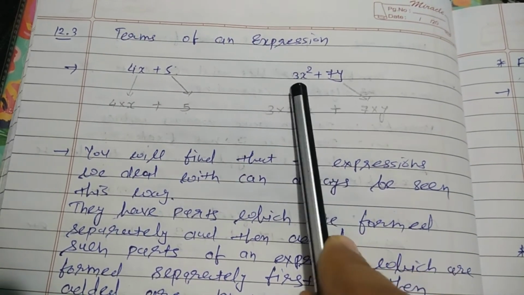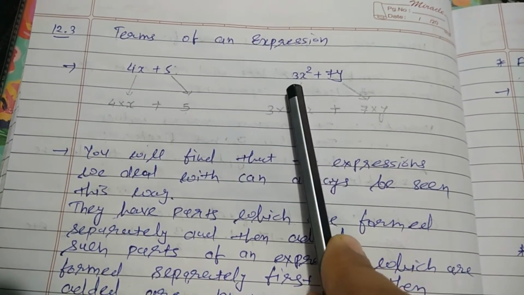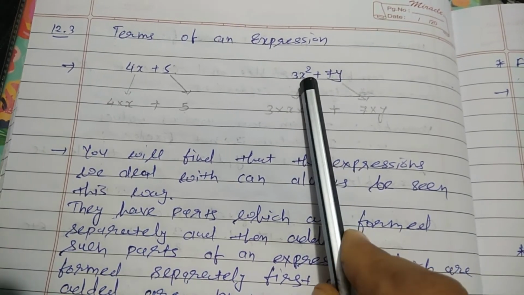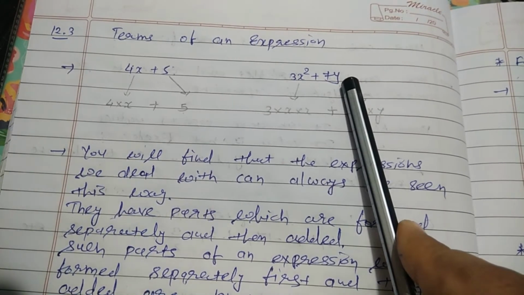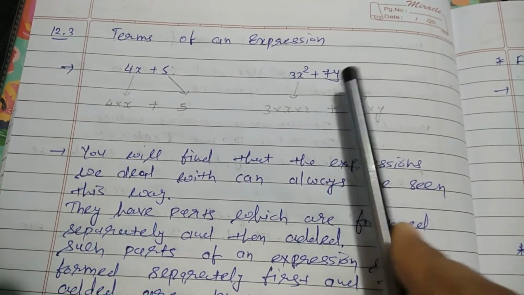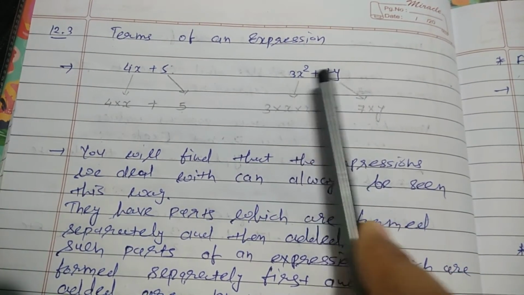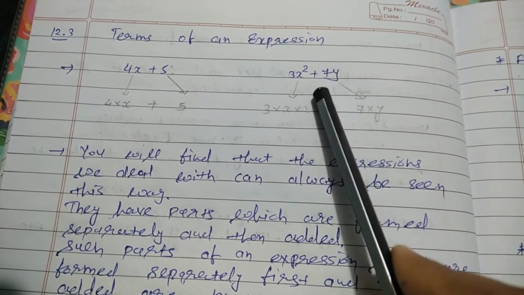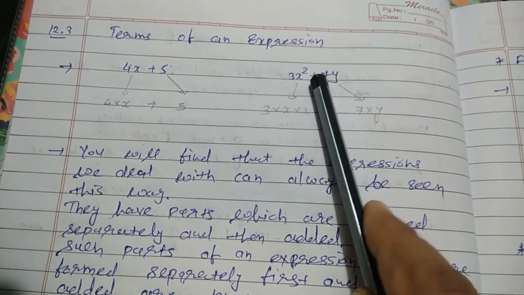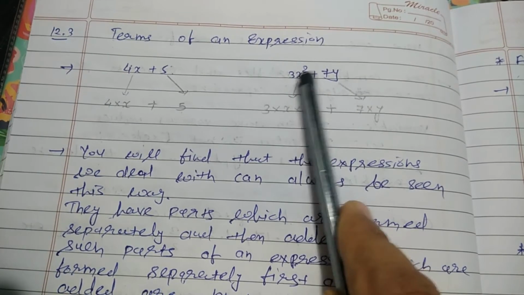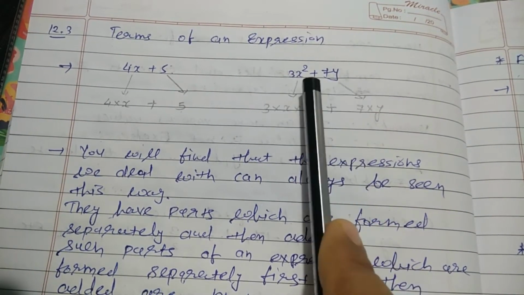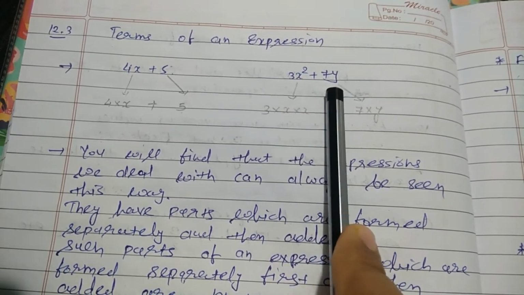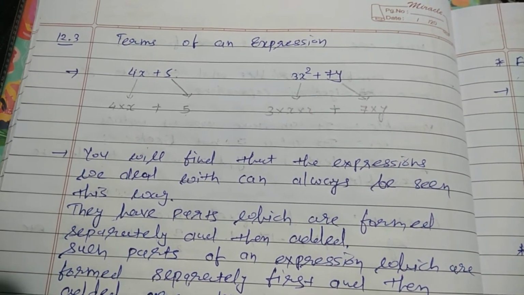Similarly, in this example 3x square plus 7y, first this part 3x square is formed, then this 7y part is also formed, and then they are combined with the arithmetic operation addition. So we got this expression. That's why here there are two terms, number one 3x square and number two 7y.